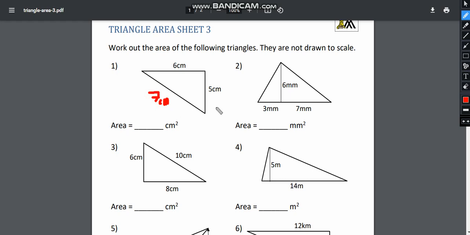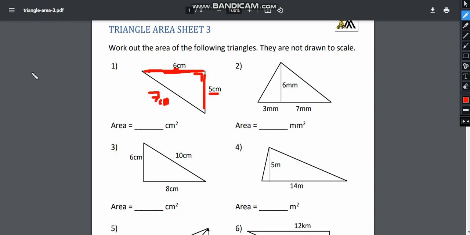Okay, so to find the area of a triangle, it's half the base times the perpendicular height. So we need to pick a base and then find a perpendicular height. In this case it works out quite nicely because either this one by the 6 or the 5 can be the base. So it doesn't matter. Let's say you pick this edge, 6 centimeters, to be the base. Now it's important that we find a perpendicular height. So this is the height at a right angle, which is 5, which works well.